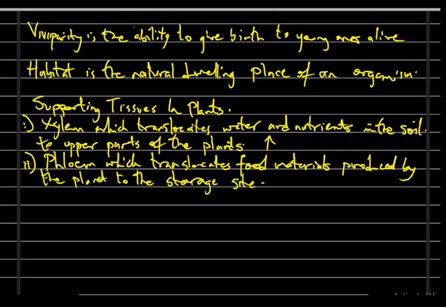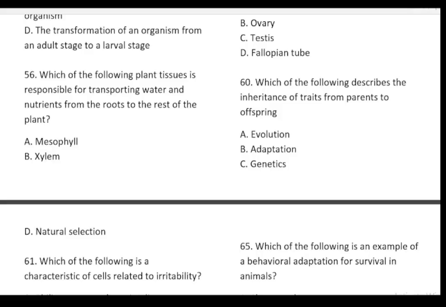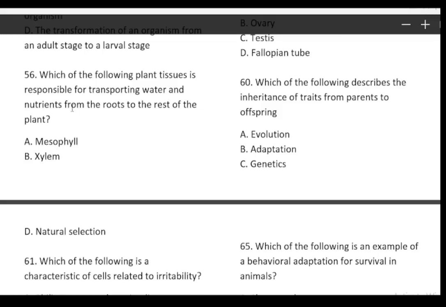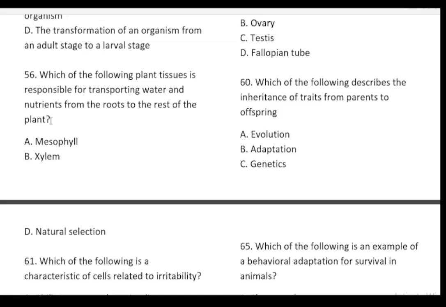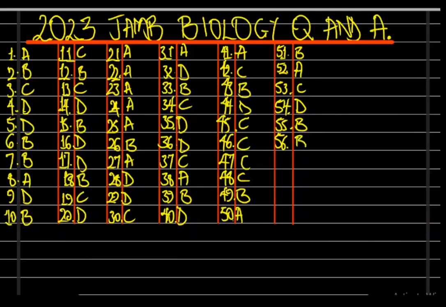So two supporting tissues that we have in the plant. So the answer to our question is actually the xylem. Xylem makes up that part that is responsible for conducting water and nutrients from the roots to the upper part of the plant. So that is option B.